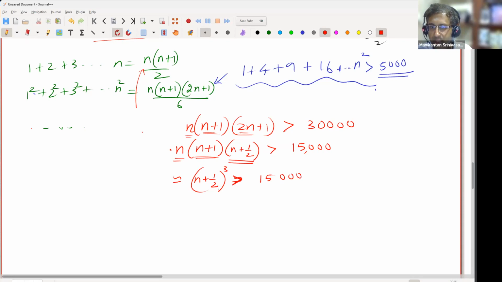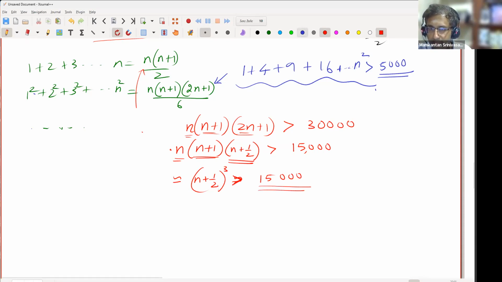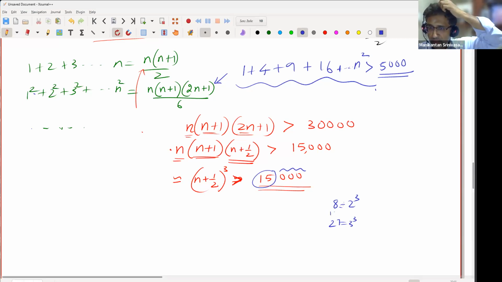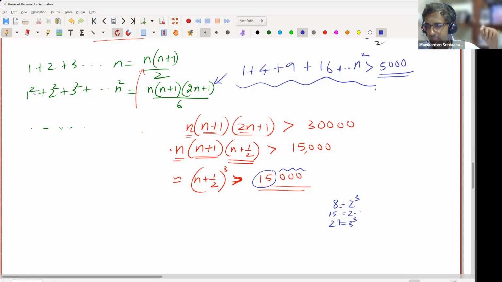Now, how do I find the cube root of 15,000? Same idea. I'll start eliminating 3 digits now because I have to find the cube root, right? So in other words, now I'll just focus on 15. That 15 is sandwiched in between 8, which is 2 cubed, and 27, which is 3 cubed, right? I don't know what it is, but it's somewhere 2 point something, closer to 2, very roughly 2.4, let's say, or 2.3, doesn't matter.